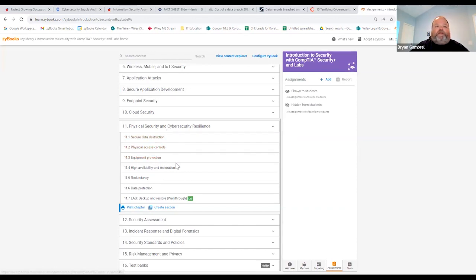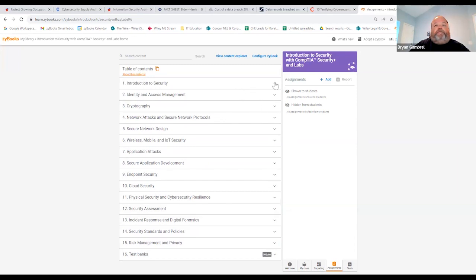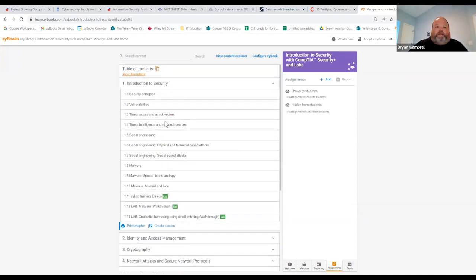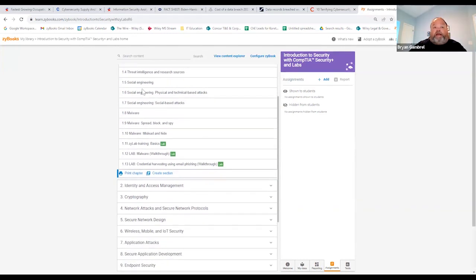Physical security is where we get into topics like protecting your system, and everybody has a part in that. There are sections of the book that deal with the intro to security stuff, where we talk about security principles, threat actors, where we talk about malware, where we talk about some of the social engineering, physical and technical based attacks, this general material here, and then maybe a section or two of tougher stuff.